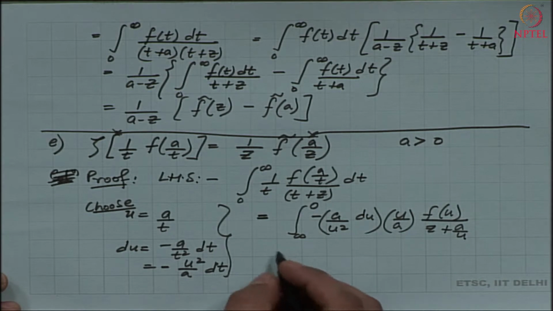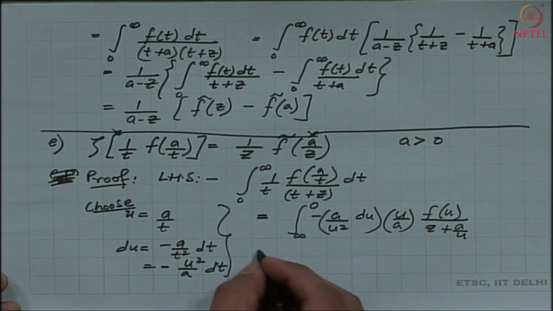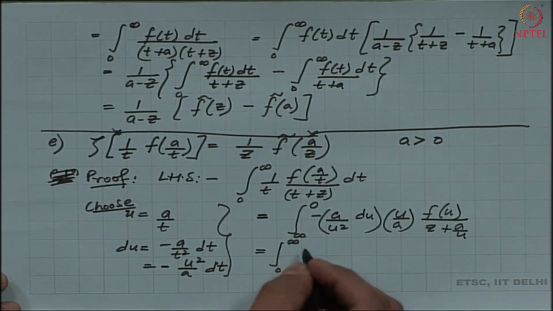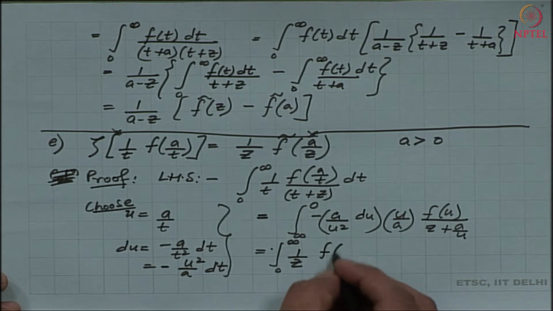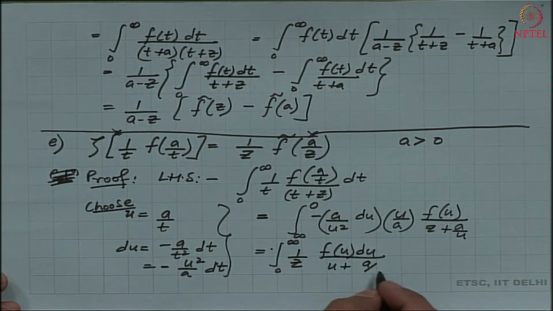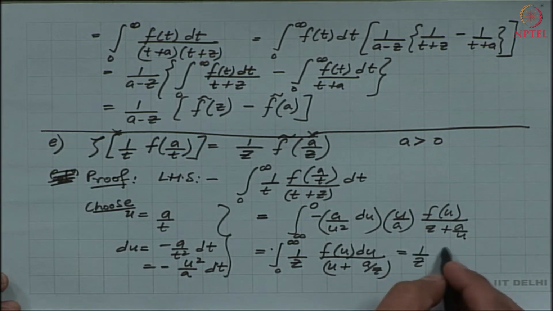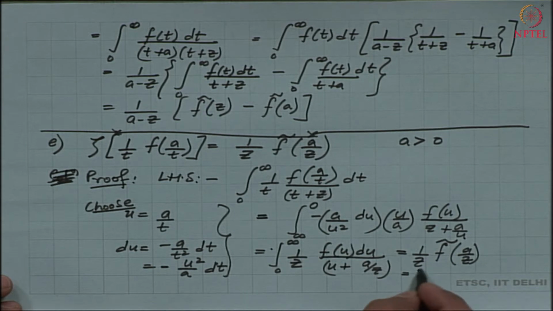So, after doing all the simplifications, and of course we have to reverse the integral because of this minus sign, I get the new integral as 0 to infinity of 1 by z times f of u du divided by u plus a by z. Okay. Note that this integral is nothing but the Stieltjes transform of f evaluated at the argument a by z. So, I get my answer as 1 by z times the Stieltjes transform evaluated at a by z, which is what my right hand side is.